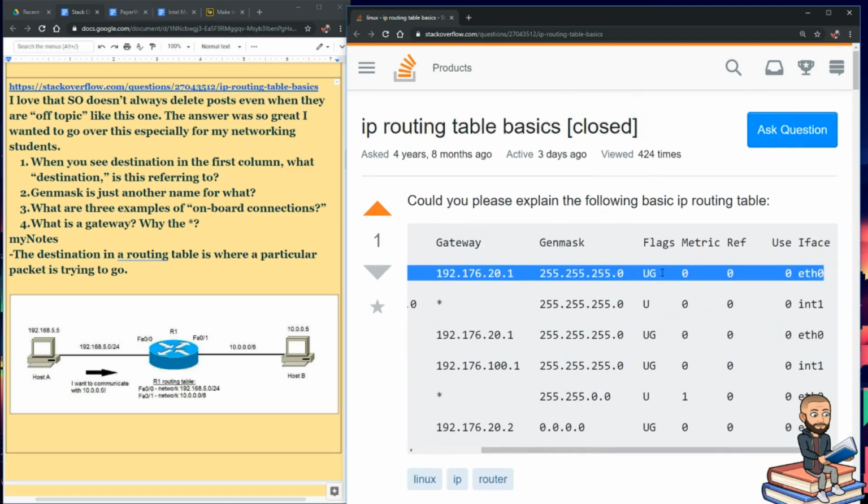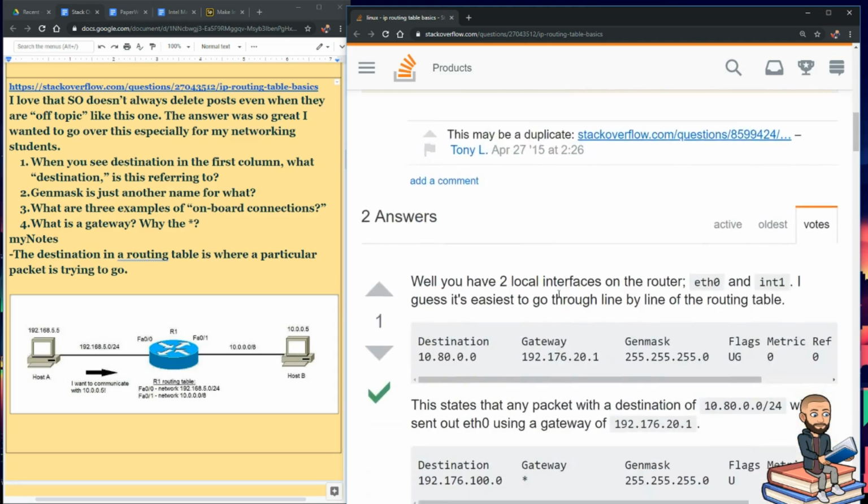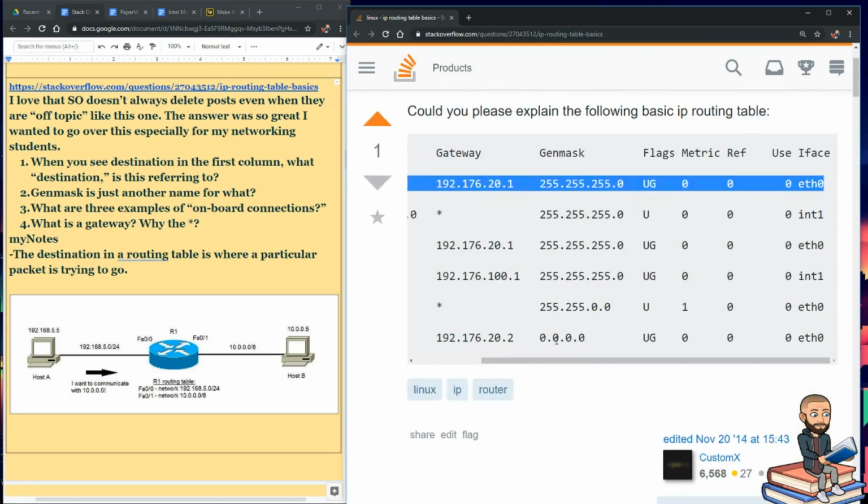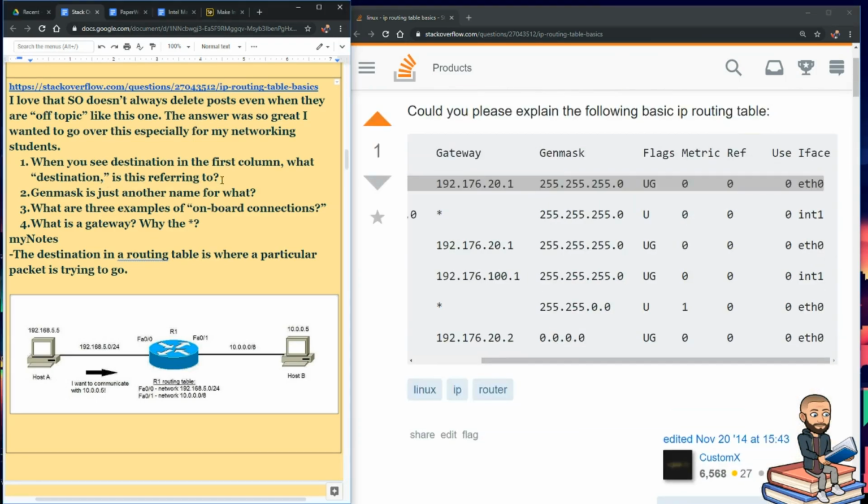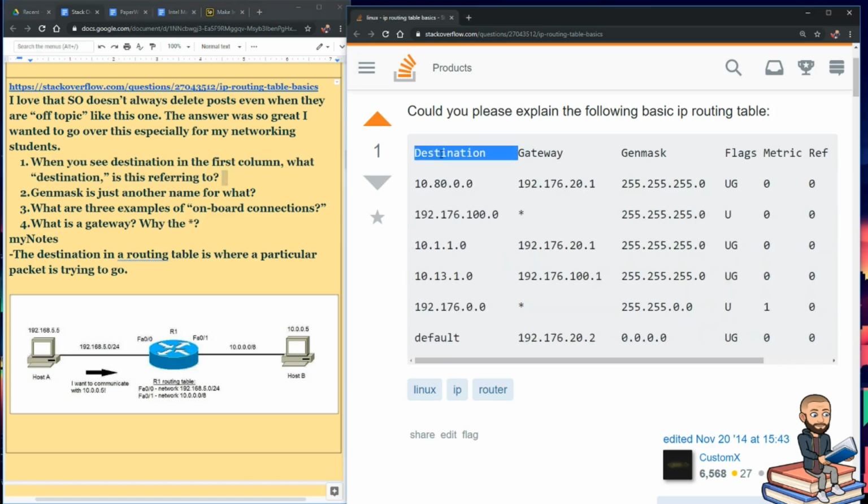And I'm glad Stack Overflow sometimes keeps these questions even if they close them, because this whole Q&A I actually learned quite a bit from. So here we go. Our first question is, when you see destination in the first column, what destination is this referring to? Okay, so here's our first column.